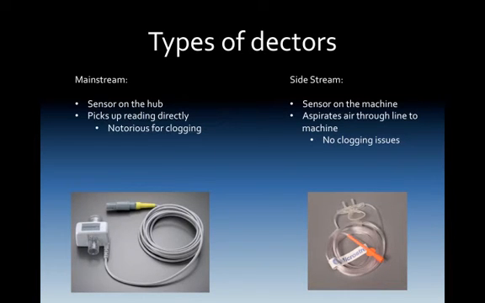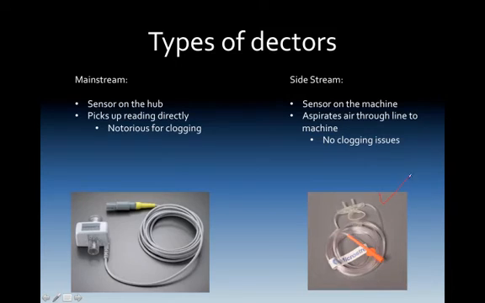Types of detectors. There are 2 types out there: mainstream and sidestream. Mainstream, sensor on the hub, picks up a reading directly, and they're kind of notorious for clogging. A sidestream, sensor on the machine, aspirates air through a line on the machine, and there's generally no clogging issues with this. However, vomit can come out of the tube and can clog even a sidestream. So just be aware of that. You may have to actually change even these devices here.